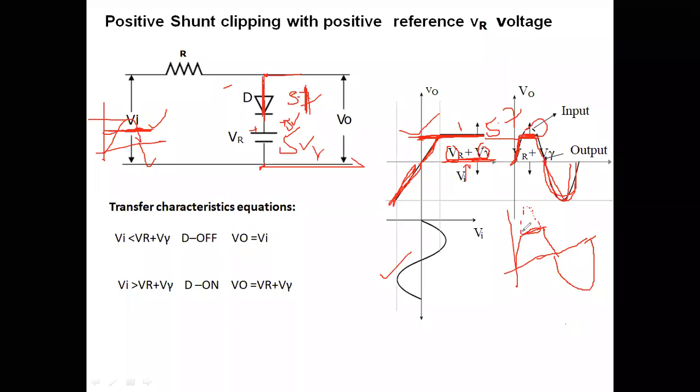Cutting the positive peak. We can apply the negative reference also. Here, instead of plus 5 volts, if I apply minus 5 volts, what happens? In the positive cycle, the diode gets on. Everything, the diode will be on. That means the clipping will happen in the negative pulse. Okay, negative pulse will be clipped. We will see the next slide.